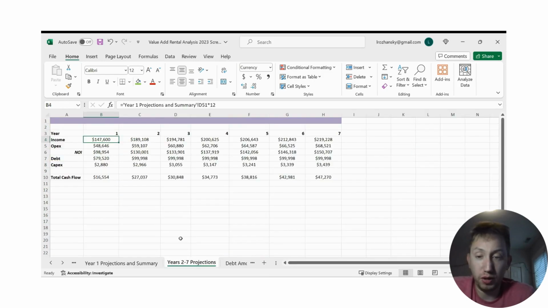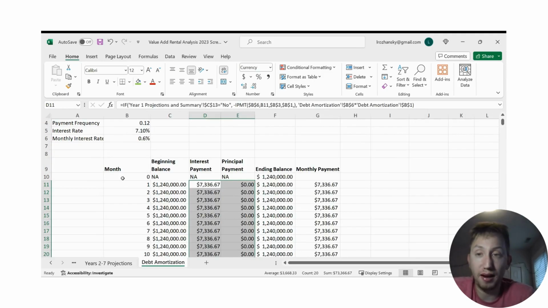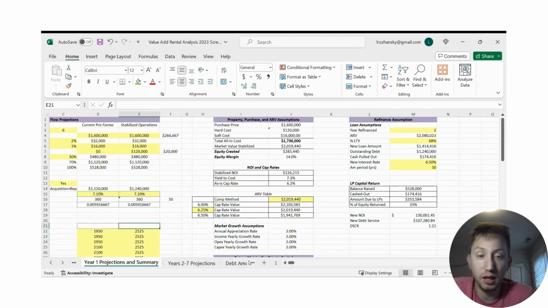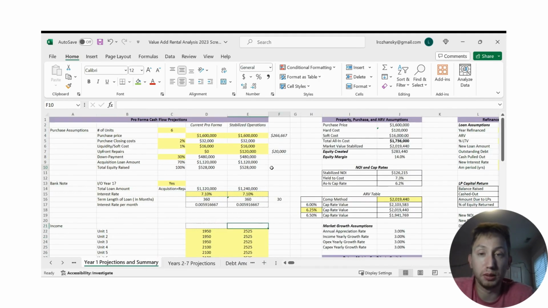And then as a reminder, we don't need to do anything on these next two tabs. Everything gets adjusted automatically based on the assumptions that we change here in yellow.